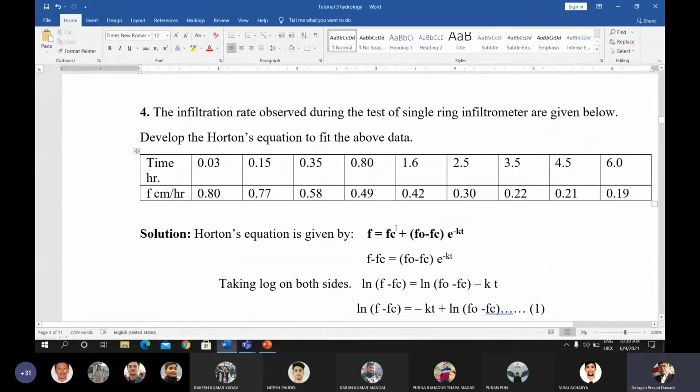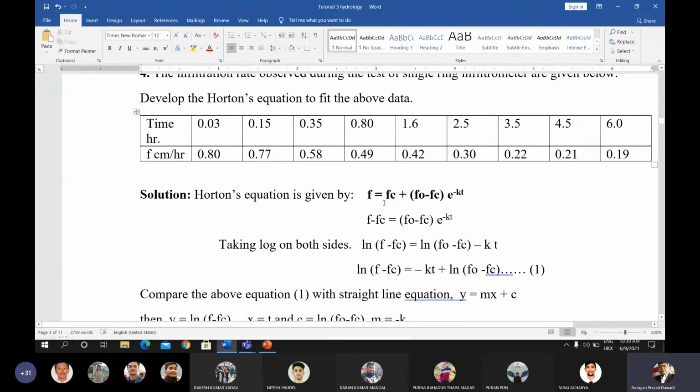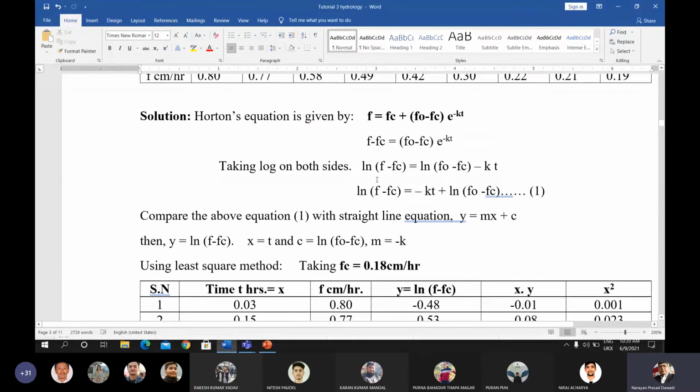We have to develop Horton's equation into a simpler form, so that with respect to any value of t, the rate of infiltration can be determined using this equation. So for this equation, I took Fc to the left hand side. F minus Fc is equal to (F naught minus Fc) e power minus kt. Taking log on both sides, you can take natural log or base 10 log also. I use the natural log here: ln(F minus Fc) is equal to ln(F naught minus Fc) minus kt.